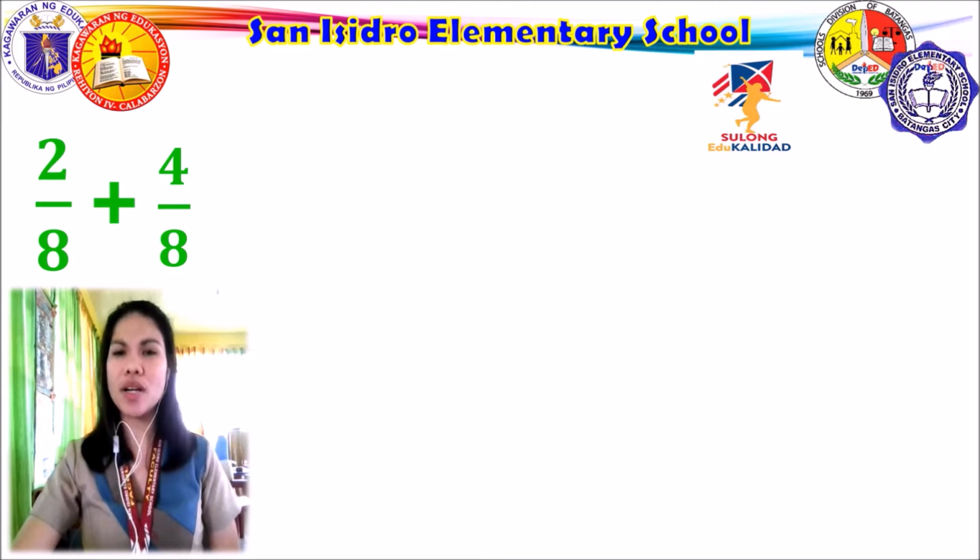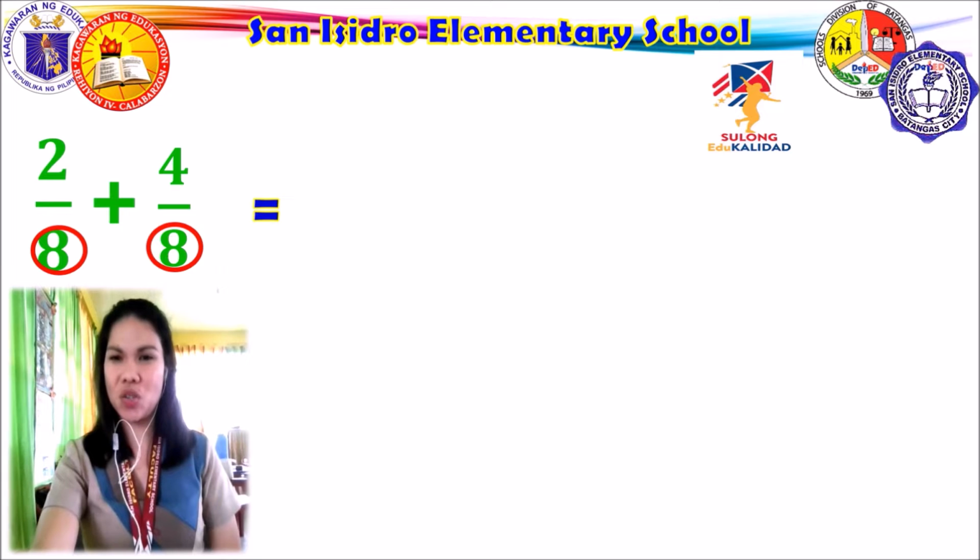If we are going to add similar fractions, always remember, double check your denominators. And once you found out that your givens are similar fractions, we will proceed to our addition already. Like this example. Let's have our fraction bar. And then, let's add our numerators.